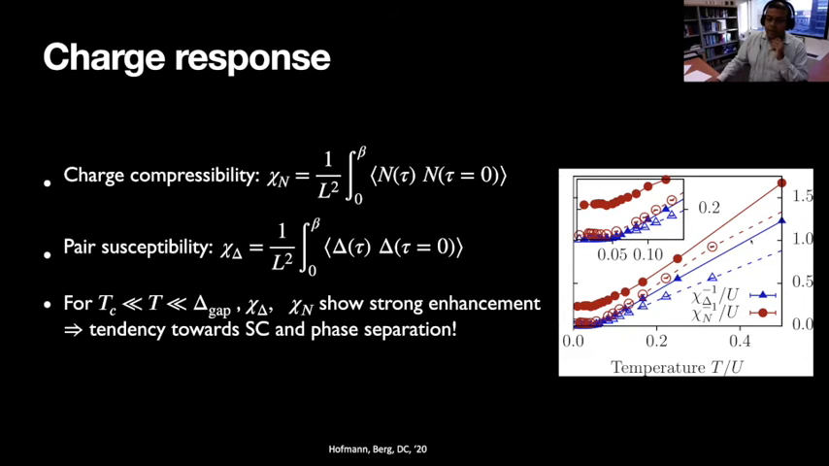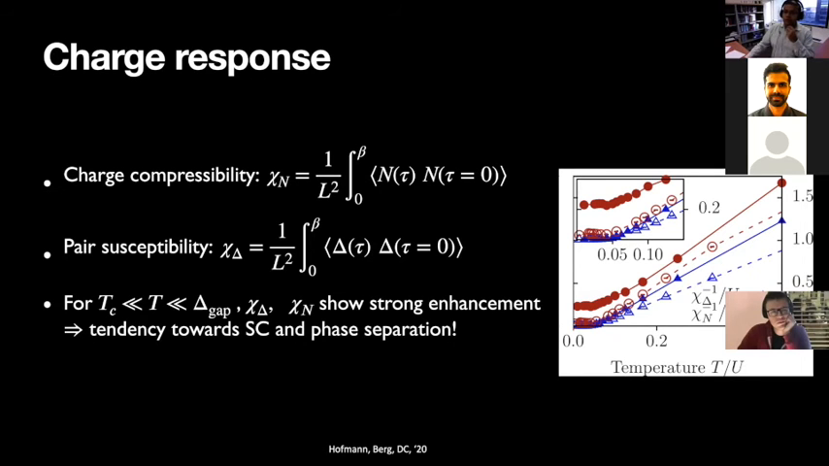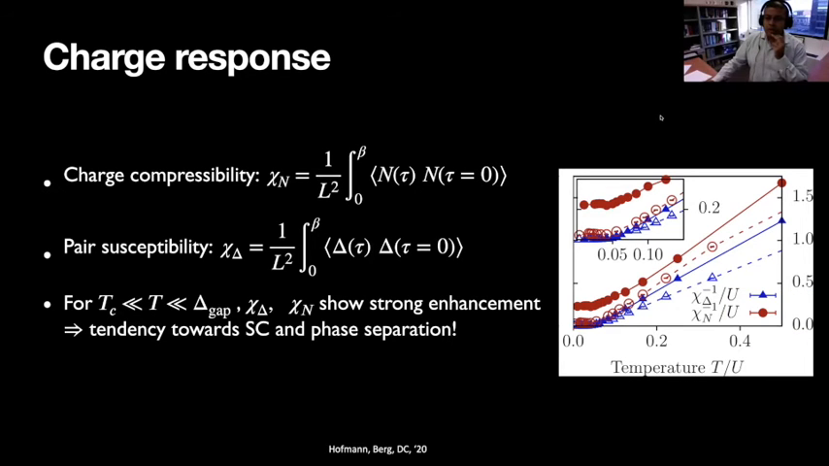Now, the pairing susceptibility diverging is good because that would hint at the formation of a superconductor, but a divergence associated with the charge compressibility is weird because that tells you that the system is trying to phase separate. It means the system wants to develop very strong density fluctuations. Of course, at the lowest energy scales, the inverse compressibility gets rounded off, so it doesn't actually diverge, and the system does eventually settle into a superconducting state.